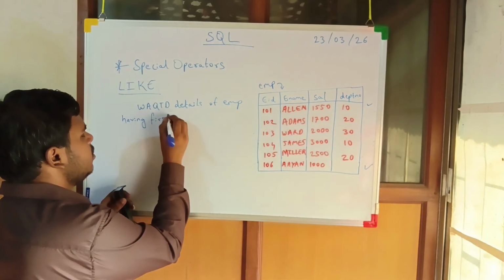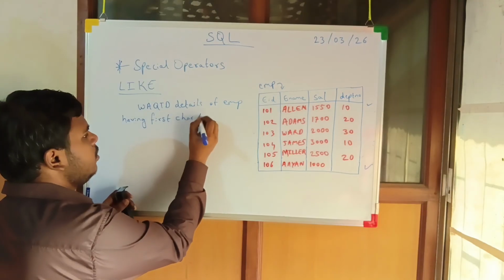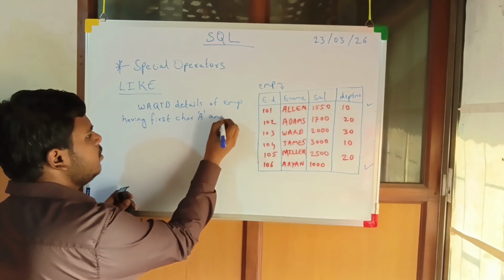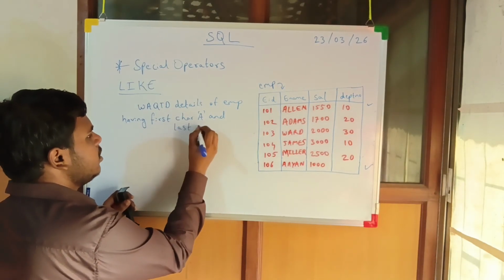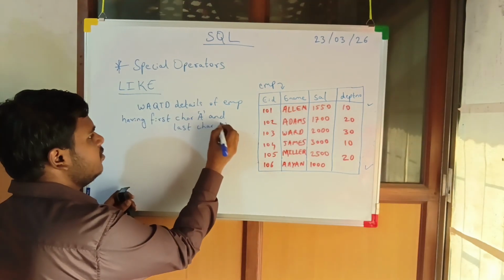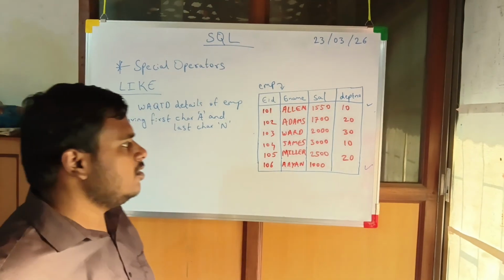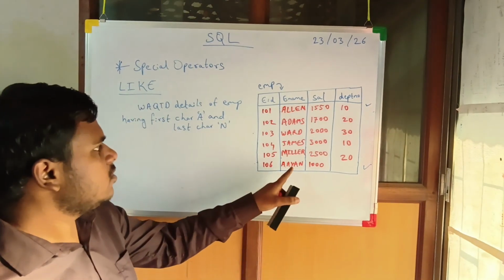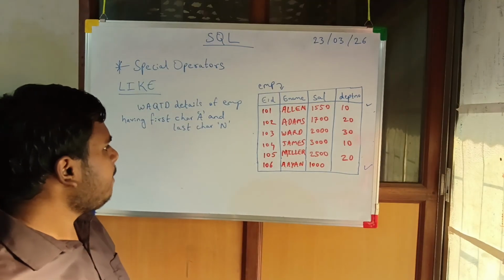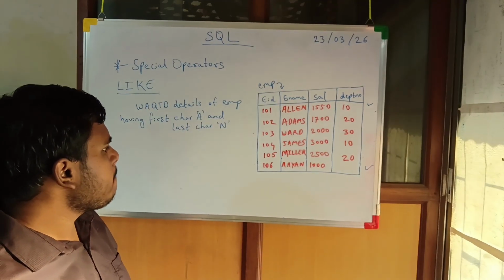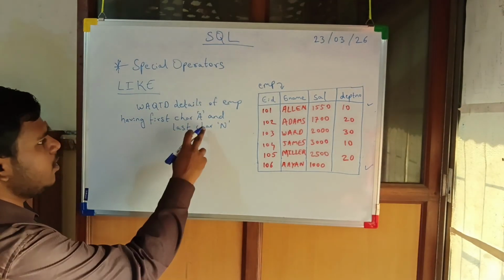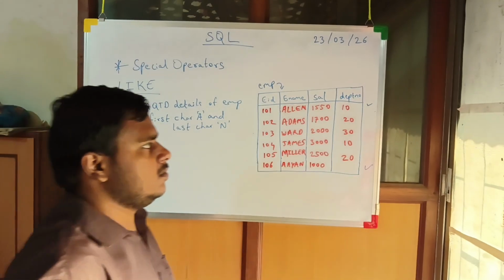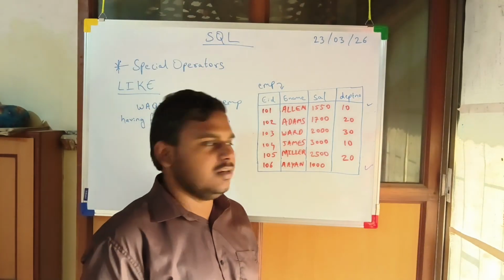First character A and last character n. Okay. Now for this type of question also, Alan and Ian will come as an answer. So the previous query will be right.